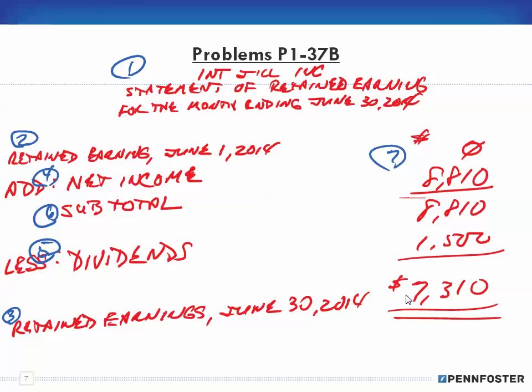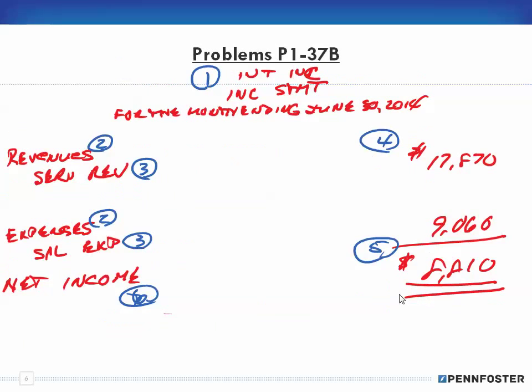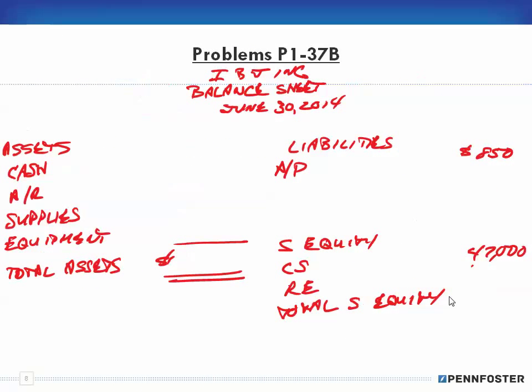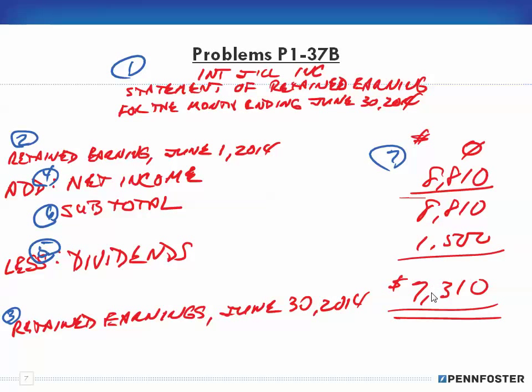It's 7,310, okay, from our statement of retained earnings. I misspoke because I'm trying to look at numbers in all different places here. It's not the 54,310. That's my total equity, which is this amount here, 54,310, right? But that's a mathematical calculation between the common stock and retained earnings. Our retained earnings was $7,310, which we got off of our statement of retained earnings, okay?